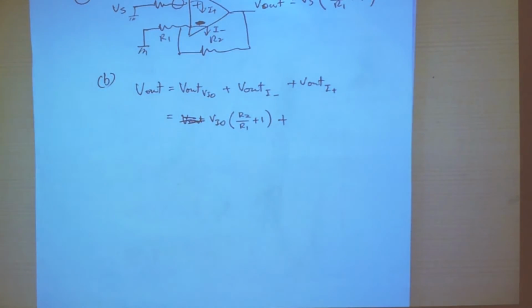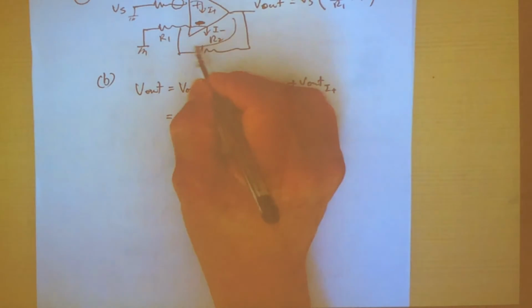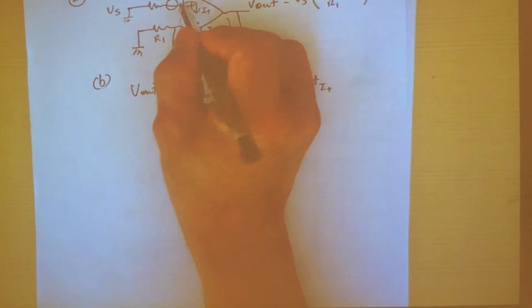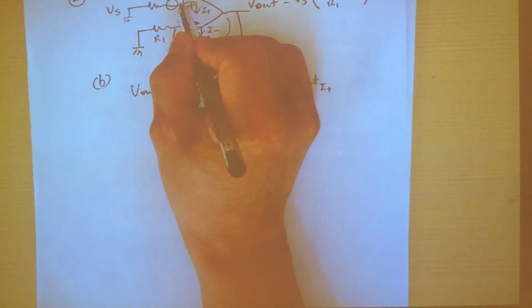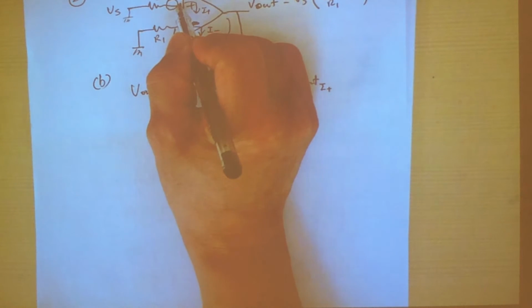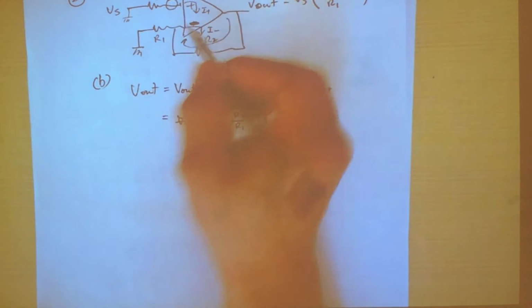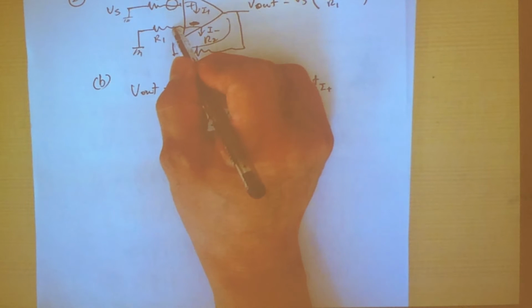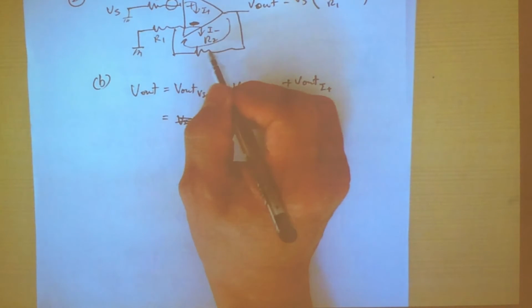When we are dealing with I minus, we kill I plus, we kill V offset, and therefore I minus has to flow through R2 because this node is virtual ground. Why is it virtual ground? V offset is not there, I plus also not there. Therefore, the voltage at this node is as good as ground. If this is ground, this becomes virtual ground. And if this is virtual ground, both ends of the resistor R1 are at 0, so there's no current flowing through R1. And therefore, the current I minus has to flow through R2.